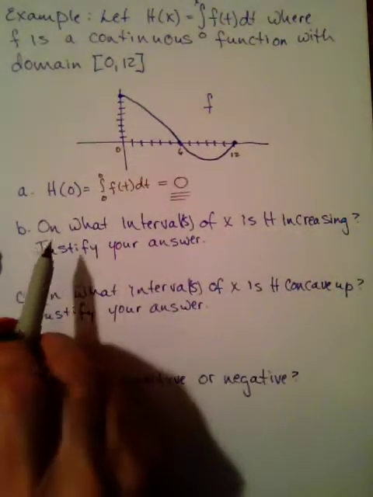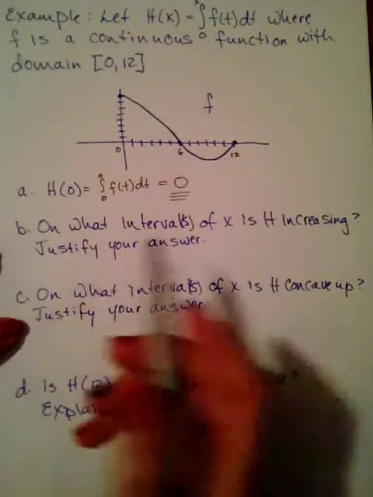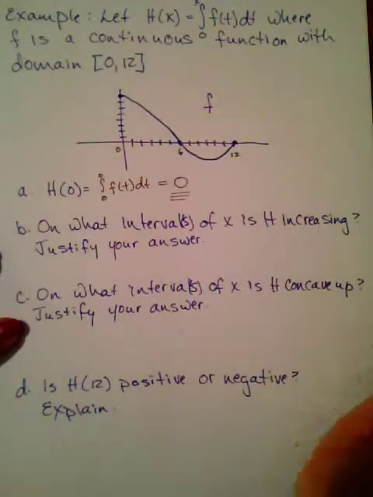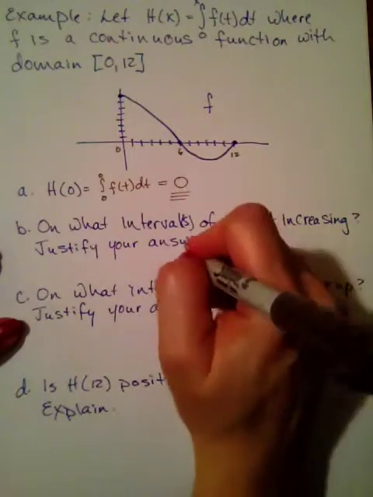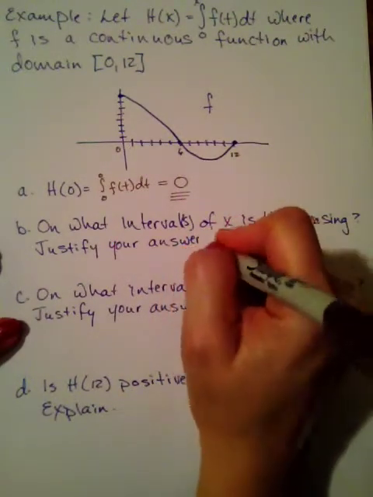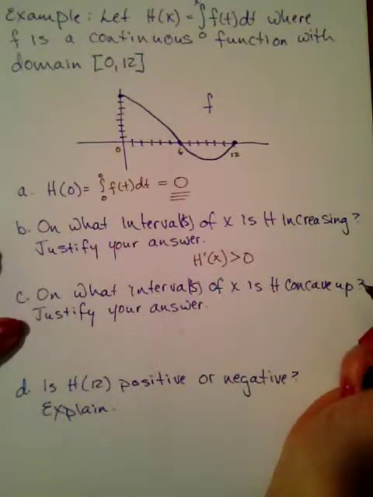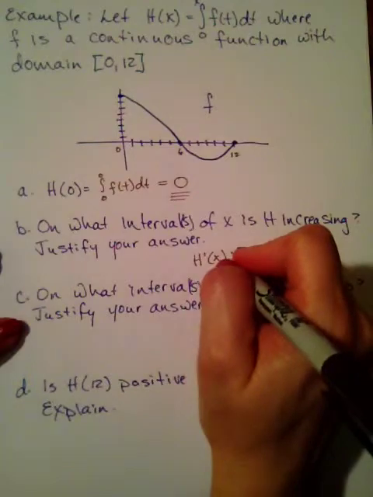Alright, so part B says, on what intervals of x is h increasing? Justify your answer. Well, I already know the justification without even thinking about it. We've done this so many times, but h is increasing when h prime of x, the derivative, is greater than 0. The slope is positive. So I know I need h prime.